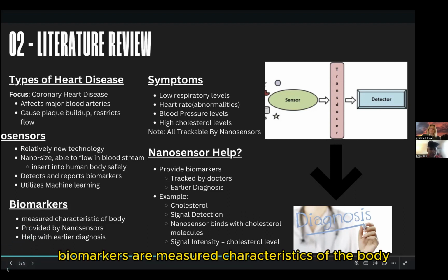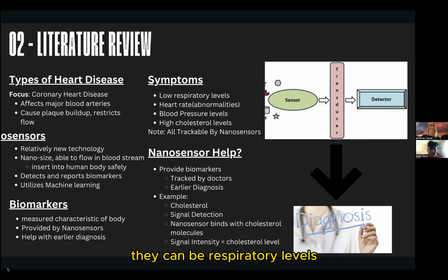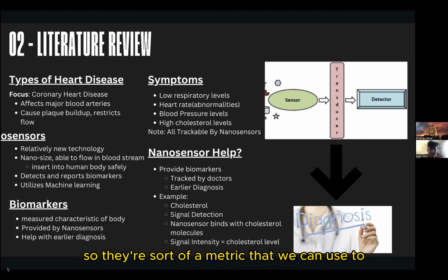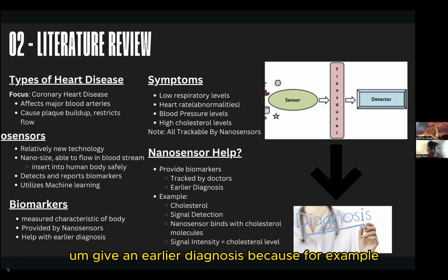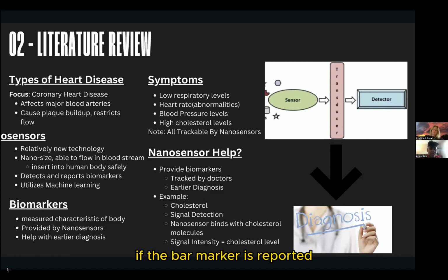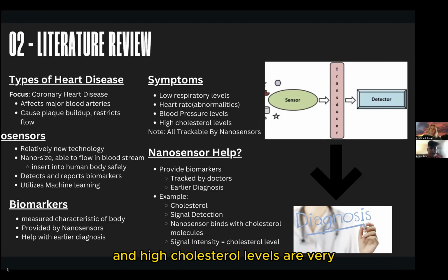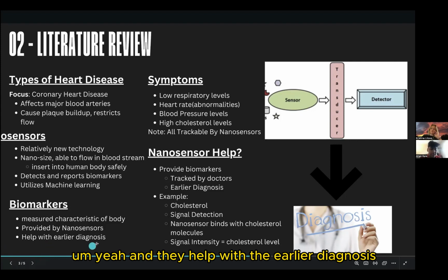Biomarkers are measured characteristics of the body. They can be respiratory levels, blood glucose levels, cholesterol levels, and essentially they're provided by nanosensors. So they're sort of a metric that we can use to give an earlier diagnosis. Because, for example, if the biomarker is reported as high cholesterol, then we can see signs of heart disease can be evident because heart disease and high cholesterol levels correlate very well. Yeah, and they help with the earlier diagnosis.